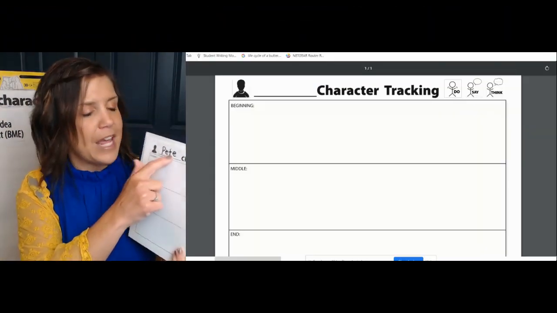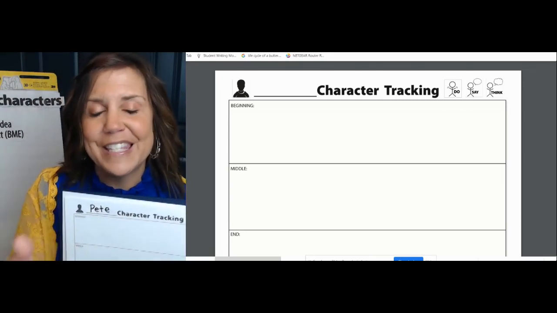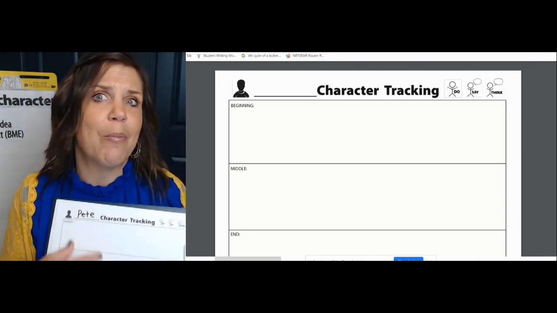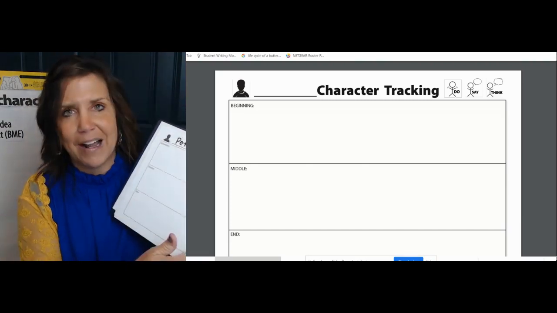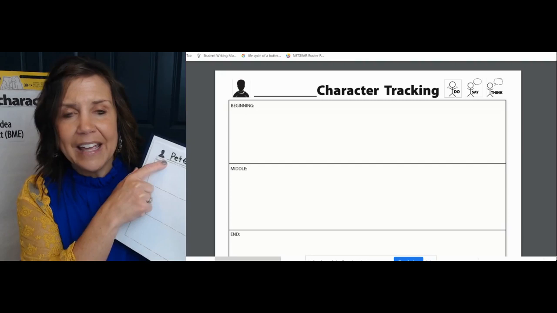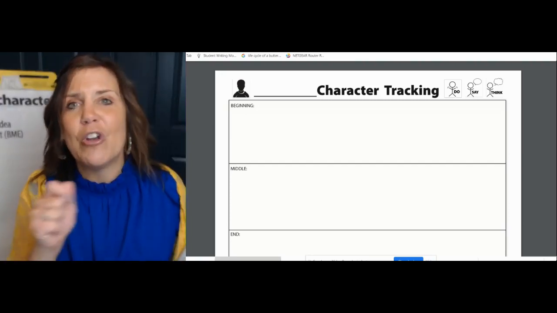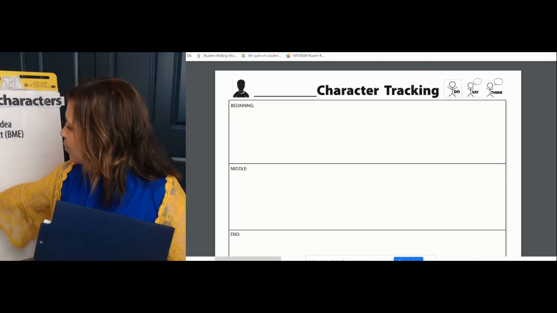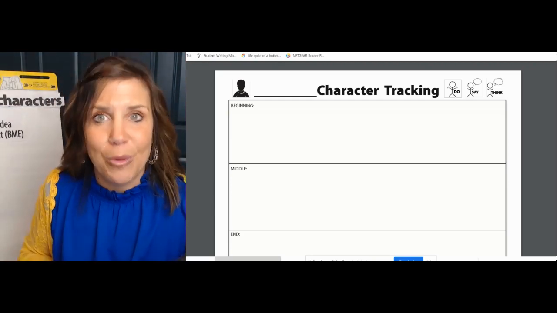It's character tracking, and at the top you can write in the character's name. I wrote in Pete. Now, if you didn't have this tool and you didn't have a printer to print it out, you could just draw 3 big boxes for beginning, middle, and end. So this is what we're going to take our notes on. We're pulling out those reading voice details about what Pete is doing.